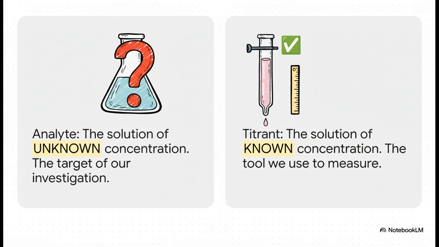So in this process, we've got two main players. First, there's the analyte. That's our mystery liquid, the one we're trying to figure out. Then you have the titrant. This is our perfectly calibrated tool. We know its concentration down to the decimal point, and we're going to use it to measure our analyte.